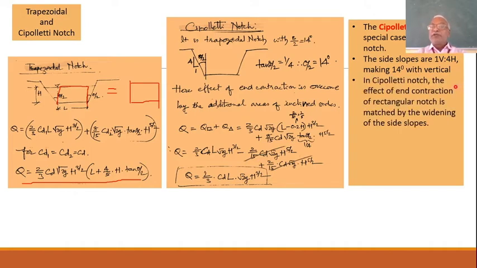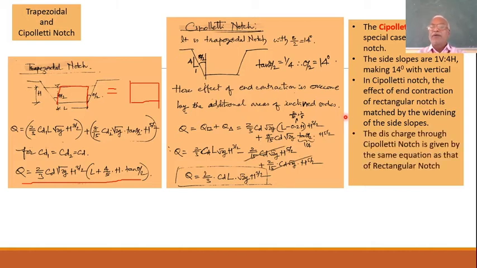In Cipolletti notch, the effect of end contraction of a rectangular notch is matched by the widening of the side slope. Means whatever contraction is there, that is balanced by the widening. The discharge through Cipolletti notch is given by the same equation as that of a rectangular notch. That is Cipolletti notch. Okay.